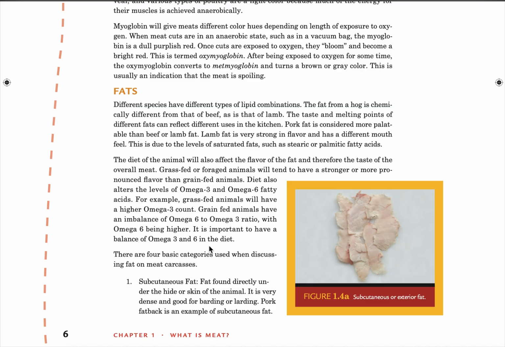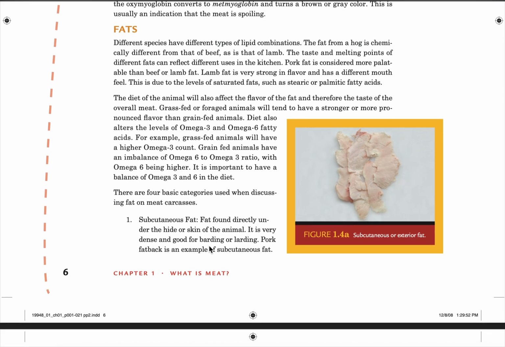Fats. The different species have different types of lipid combinations. The fats from a hog are chemically different from that of beef, as is that of lamb. The taste and melting points of different fats can reflect different uses in the kitchen. Pork fat is considered more palatable than beef or lamb fat. Lamb fat is very strong in flavor and has a different mouthfeel.